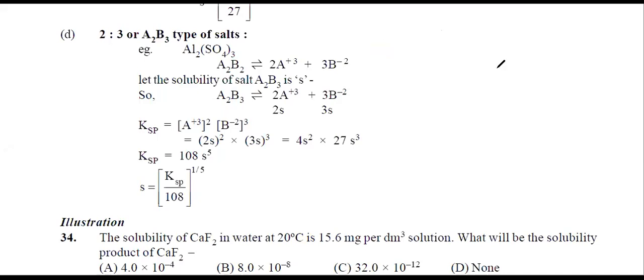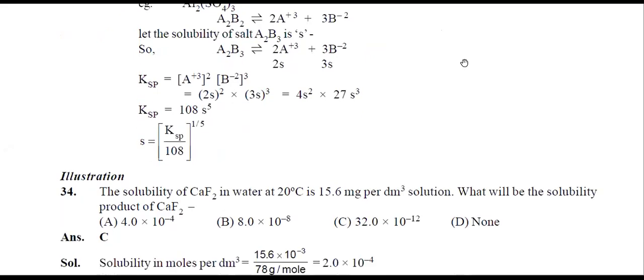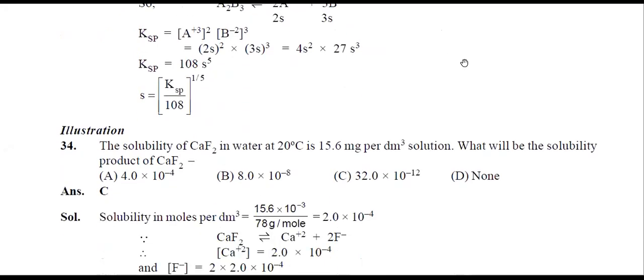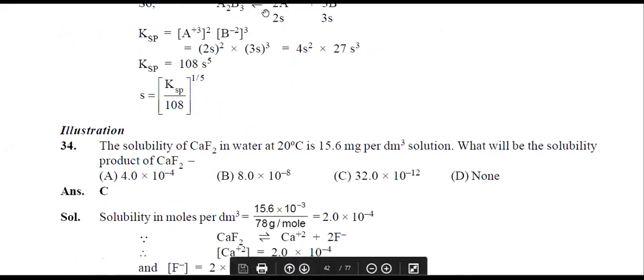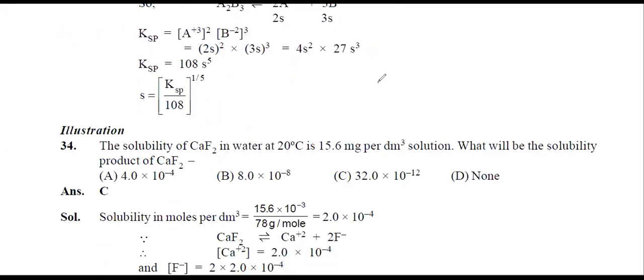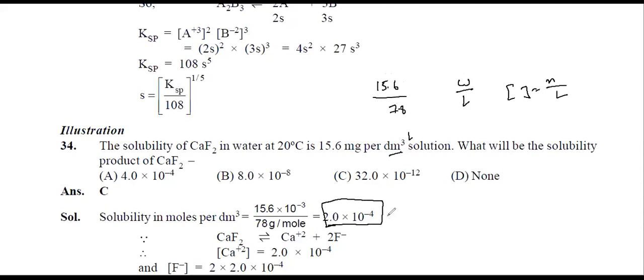Okay, very good. Now see this. First of all, what is S? You have to find S. So when you talk about S, which is solubility, it is 15.6 divided by its molecular weight, because it's weight per liter. dm cube is liter. So weight per liter, W by L, whereas concentration is n by L. So you have to divide this by the molecular weight, which is 78. So it is 2 into 10 power minus 4.